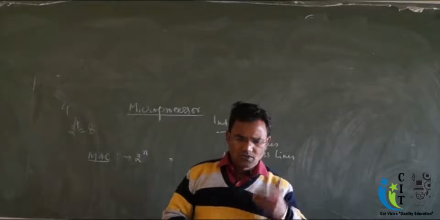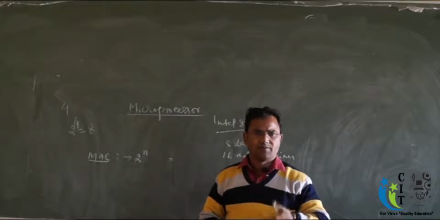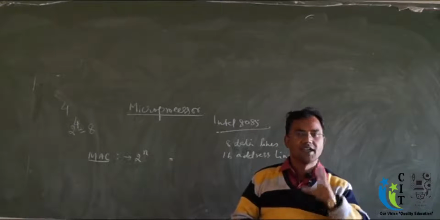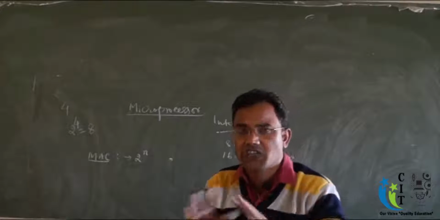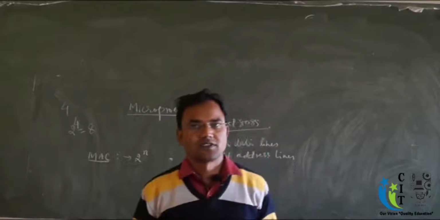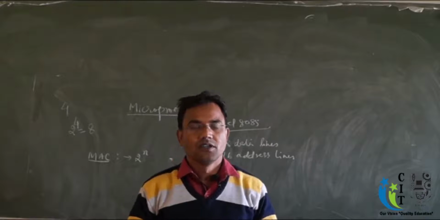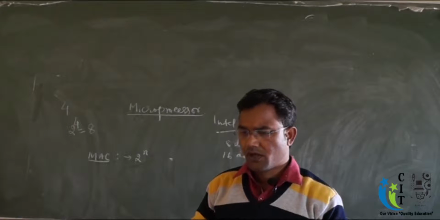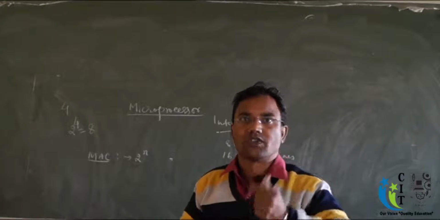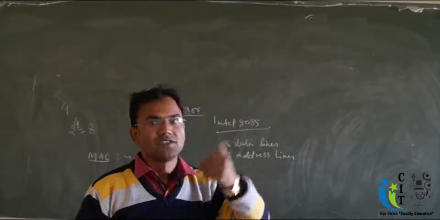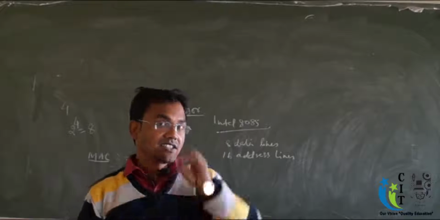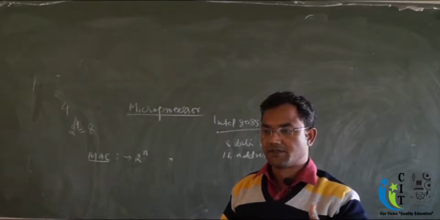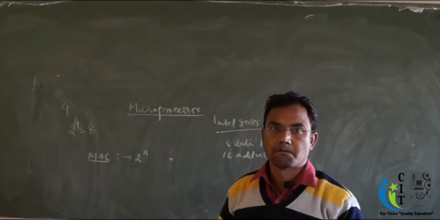Now, if we talk about the architecture, physical appearance of an 8085 microprocessor, then you must understand that 8085 microprocessor is architecturally divided into 3 sections. The first section is the input-output device, the second section is the registers, and the third section is called the control device.